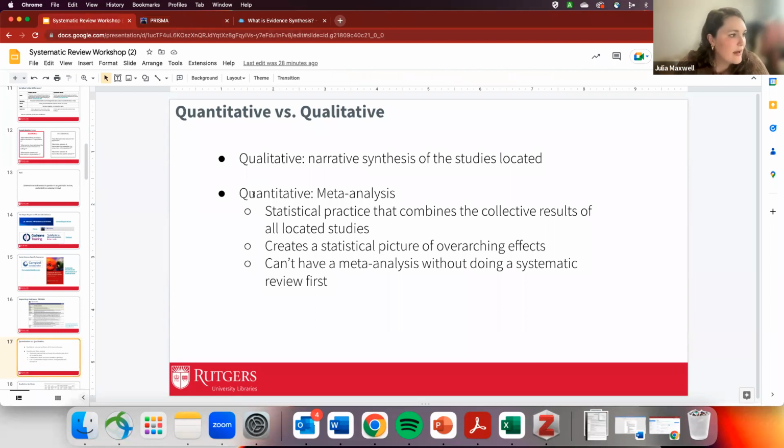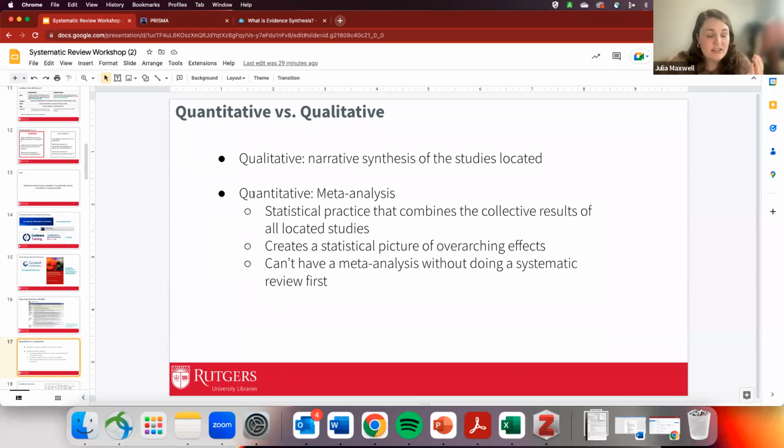I want to talk a little bit about the difference between a qualitative systematic review and a quantitative systematic review. A qualitative systematic review is going to be more narrative, as would be expected. It's going to be a narrative synthesis of the studies that you determine are valid for inclusion in your review. And I'll have an example of that in the next slide.